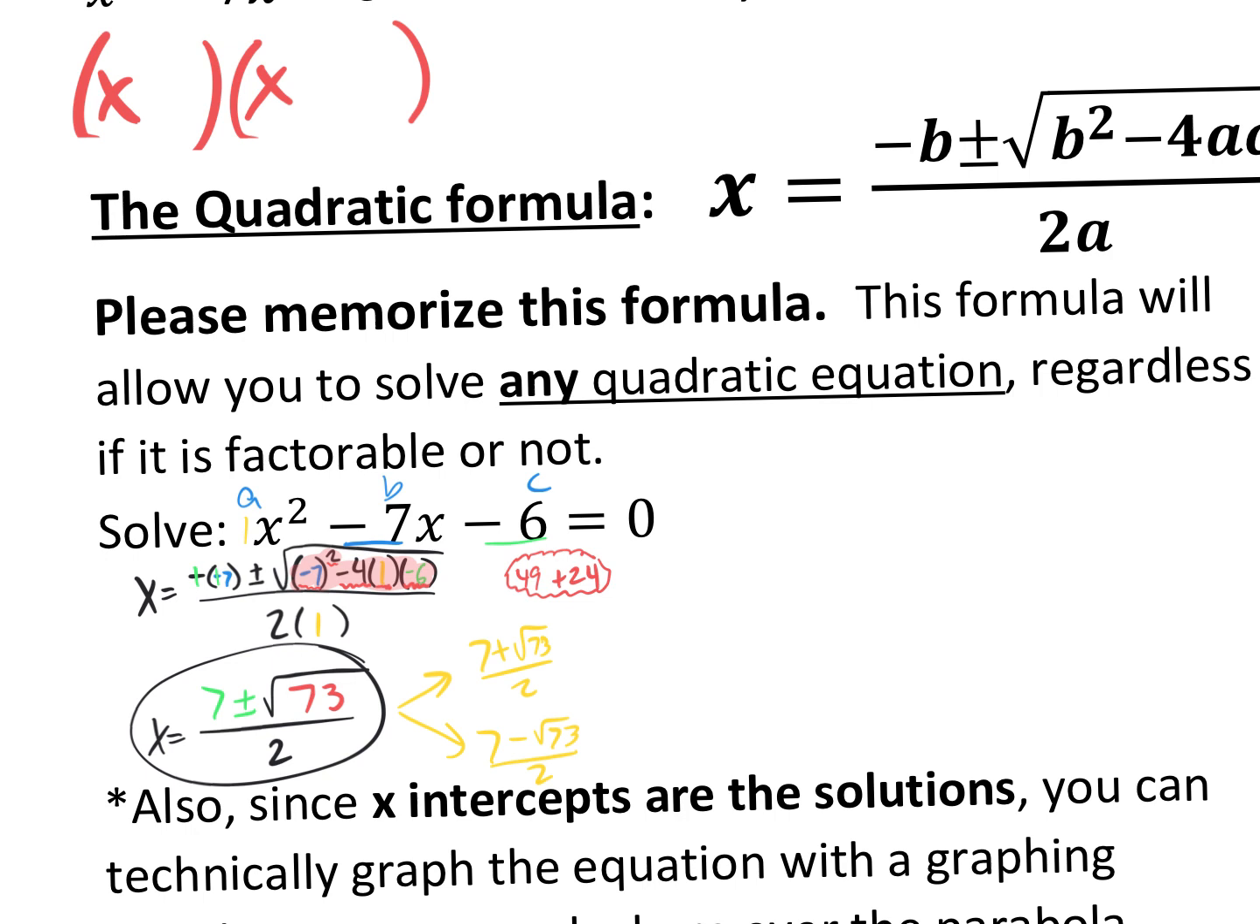Now, what if when I did the discriminant, instead of 73, I got like -4? Well, then when I do the square root of -4, that's imaginary. That means that there's no real answers. That would mean that there's no real x-intercept.